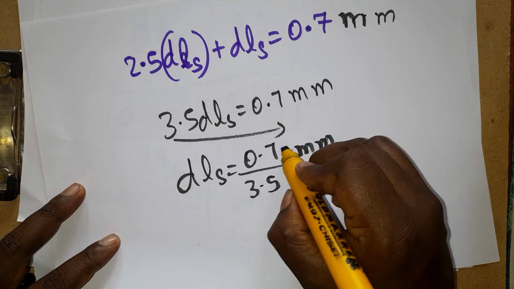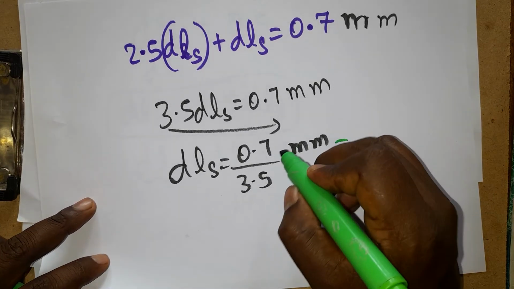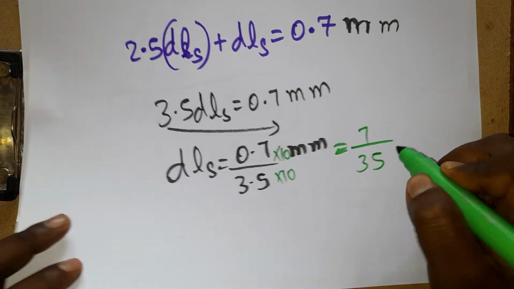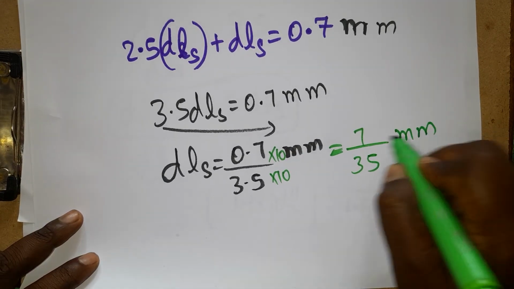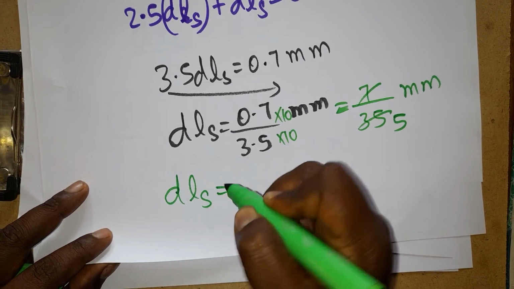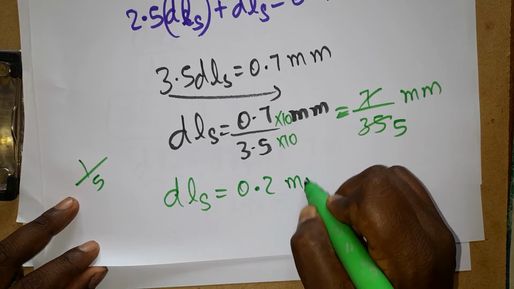Okay. Just multiply numerator 10, denominator 10. It will make the calculation very simple. Okay. So we just multiply 10 in numerator and denominator, and we will get 7 by 35. It's going to be in millimeter. Okay. This will be 5 times. 1 divided by 5, how much will we get? 1 divided by 5, 0.2. Okay. 0.2 millimeter is for DL.